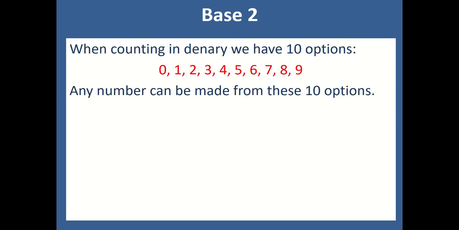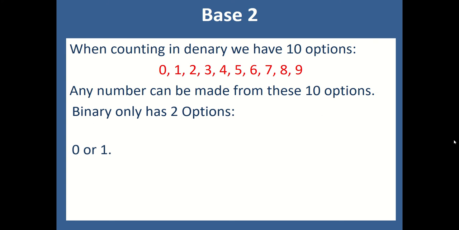Now, when we're counting, we actually only use 10 different numbers. The numbers 0 to 9. Notice how it starts at 0. We can make any number from these 10 different numbers. The number 56, we just use 5 and 6.